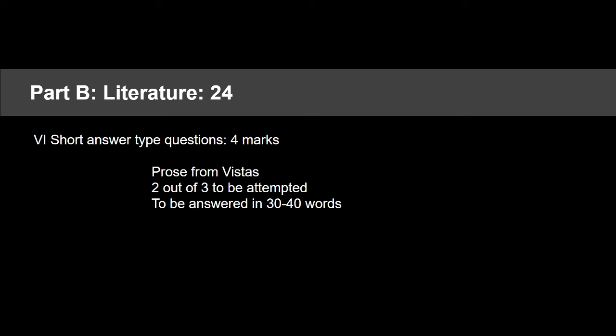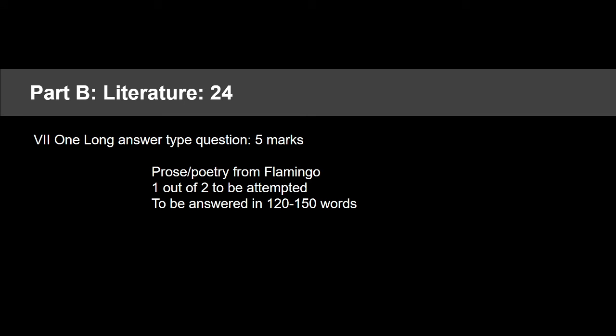The next also is a short answer type, and its total marks are 4, but the questions should be from the other book, that is Vistas, and you have to attempt any 2 out of the 3. So that means each question here will carry 2 marks, and each of them will have to be answered in 30 or 40 words.